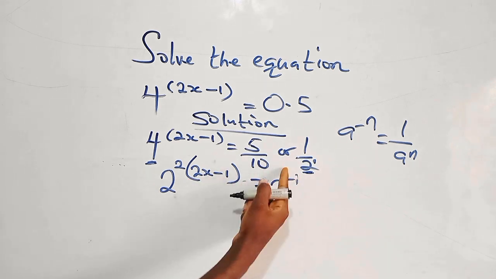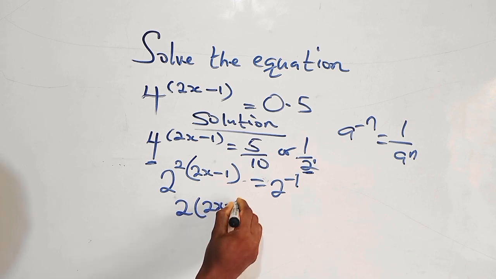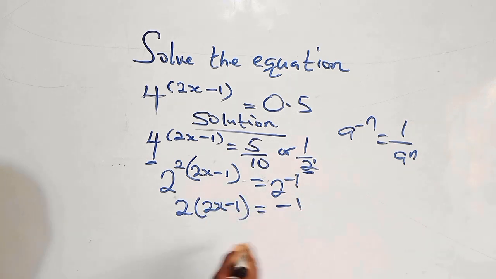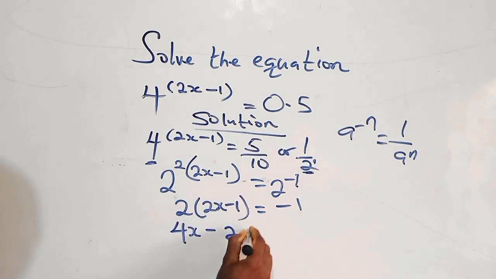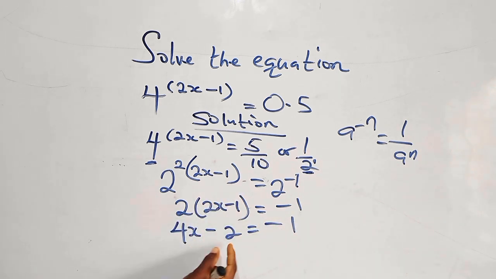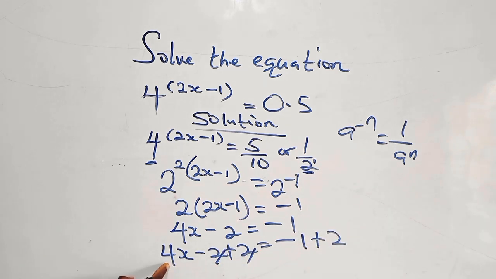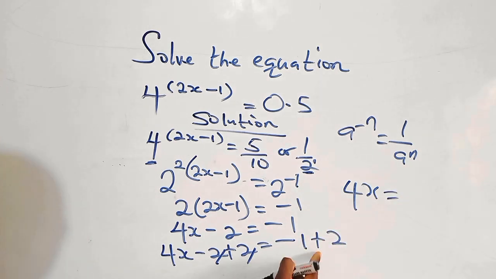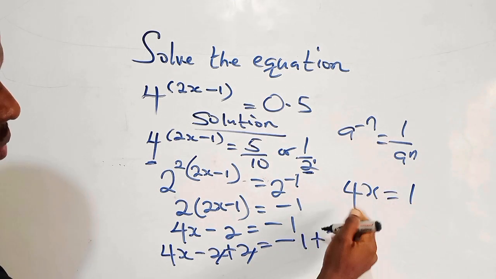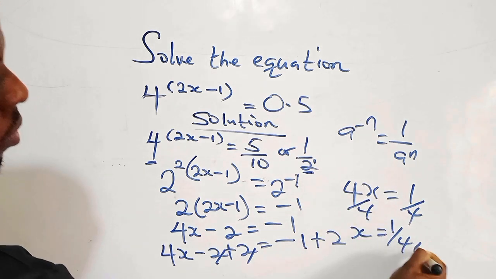Here we can compare the exponents, the indices. So we have 2 times 2x minus 1 equals minus 1. When we open up the bracket with 2, 2 times 2x is 4x, minus 2 times 1 is 2, equals minus 1. So we can add 2 to both sides: 4x minus 2 plus 2 equals minus 1 plus 2. So this will be out of it, and here we have 4x equals minus 1 plus 2, which is 1. We can easily figure out x by dividing both sides by 4. So we divide by 4, and we have x equals 1 over 4.